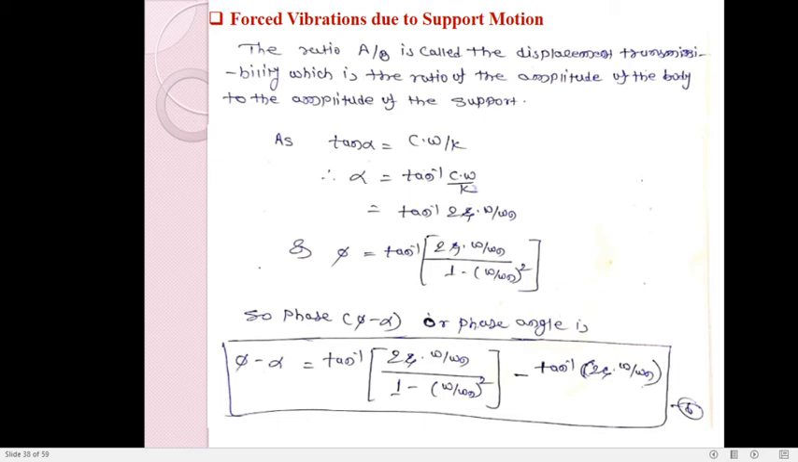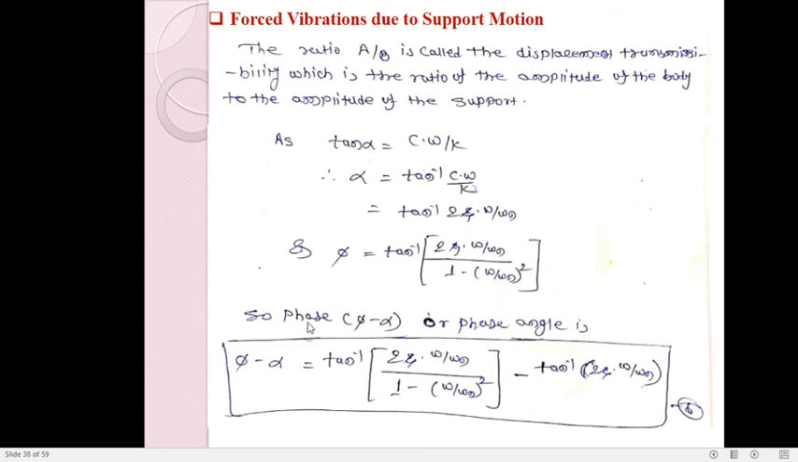So alpha is equal to tan inverse of c omega upon k. We have just solved this equation, so we could write tan inverse of 2 xi omega upon omega n. And for the phase angle of the forced vibration, phi is equal to tan inverse of 2 xi into omega upon omega n upon 1 minus (omega upon omega n) square.